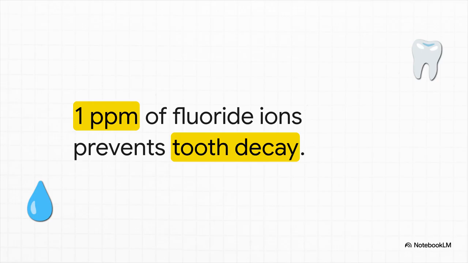We use ppm for unbelievably tiny concentrations, like trace minerals in your water. For example, just one single part per million of fluoride ions in water is the exact perfect sweet spot to prevent tooth decay. It is a tiny, microscopic amount doing a massive biological job.